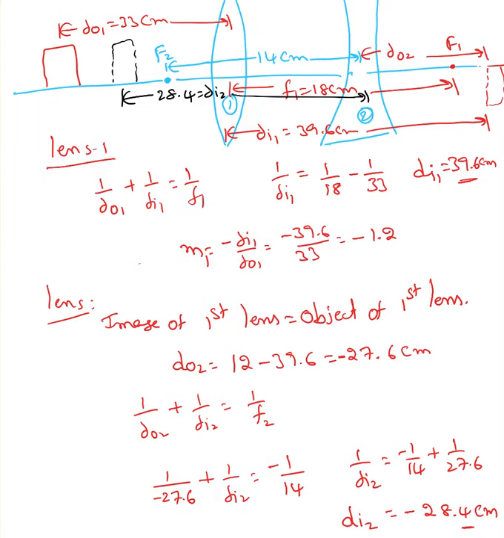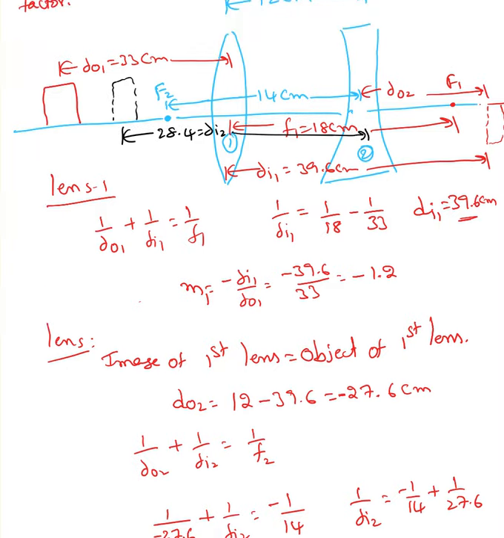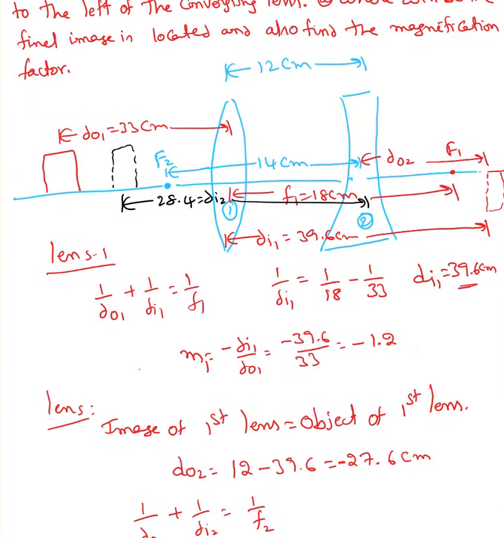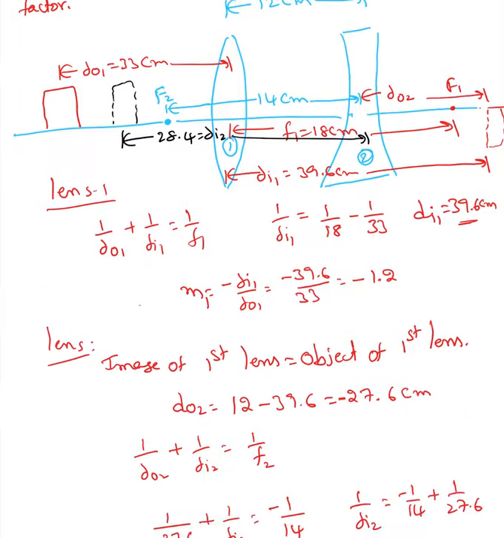Now, in the same example, let me do one more. In the same example, what I'm going to do is increase the distance between the two lenses, as well as change the distance of the object. So let me do part 2.